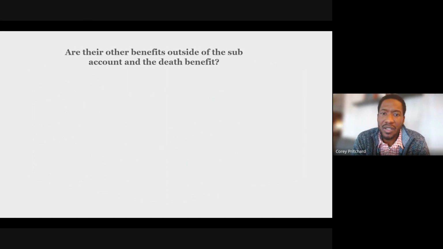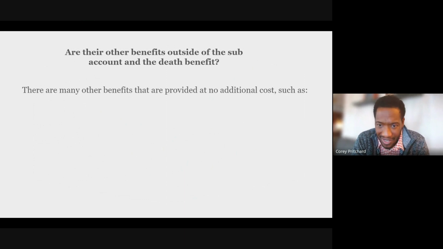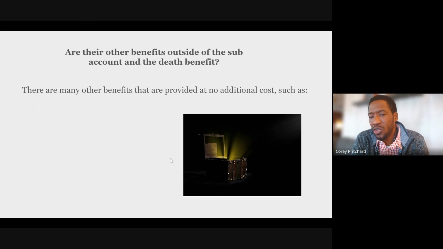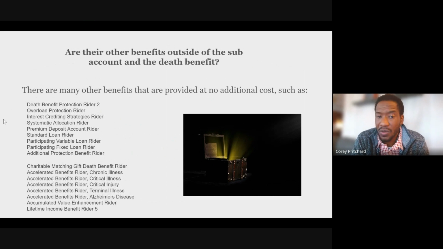So I asked, are there other benefits outside the sub account and the death benefit? Absolutely. And look at this long list. I look at it like a treasure chest that most people never open, because you don't know it until you actually look at your contract and realize that you have it. These are the riders, these additional benefits that you're not paying anything extra for. They give you all of these at no additional charge. Most companies do charge you for all of these, and I can show you another company that does. This company has riders that you can pay for in addition to these, but none of these. None of these are charged.